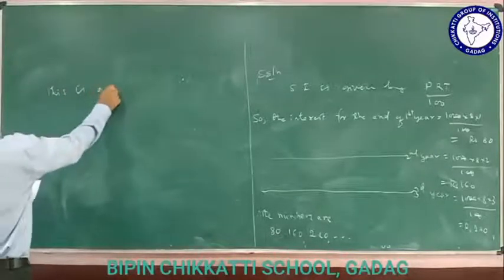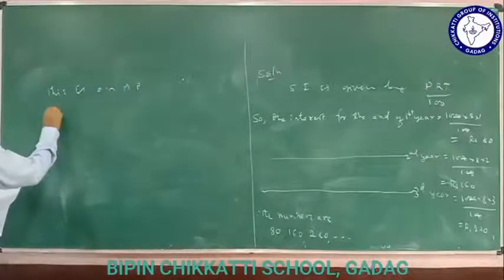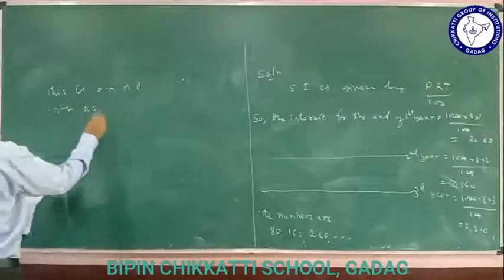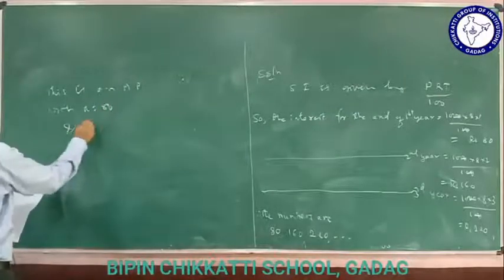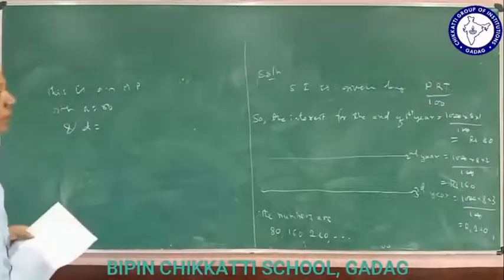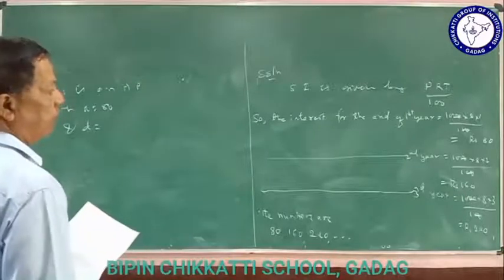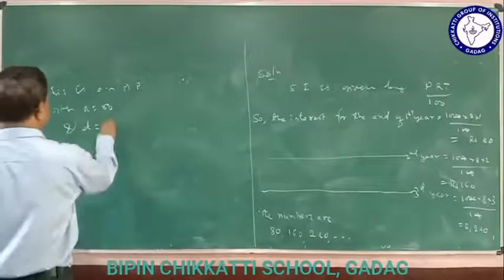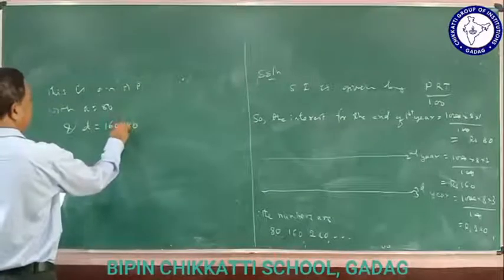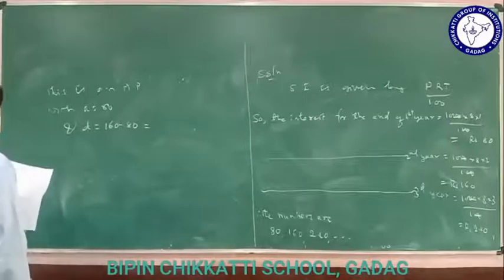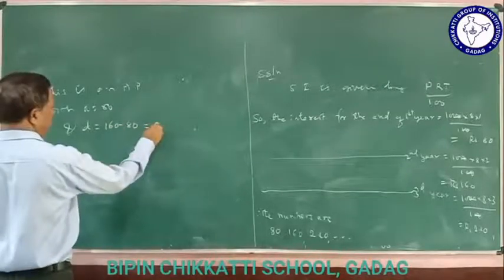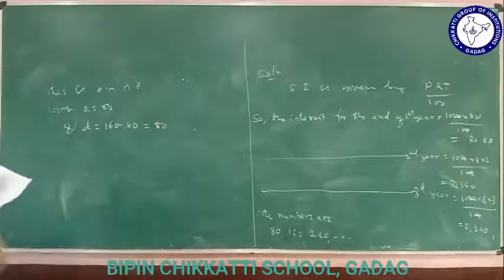Yes, this is an AP with A equal to 80, the first amount. And common difference, you see, 160 minus 80. And how much we will get for the common difference, you can see, and accordingly you can write this: 160 minus 80. The question asked is, if so, find the interest at the end of 30 years.